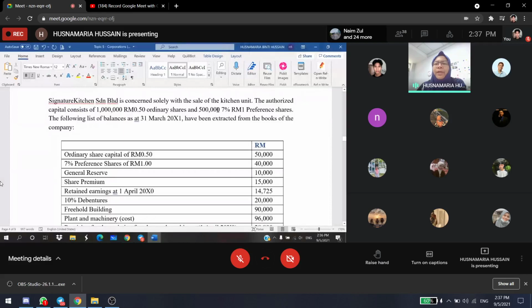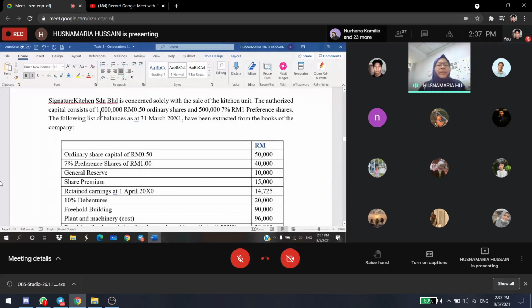And 500,000 units at RM1 value of preference shares. But preference shares give a fixed percentage. Remember, preference share dividends have a limit, I did mention this to you, the difference between ordinary and preference shares. Look, from the beginning of the year, preference shares already have a limit, 7%. So the dividends you can pay to your preference shareholders are only up to 7%. It cannot be beyond that.